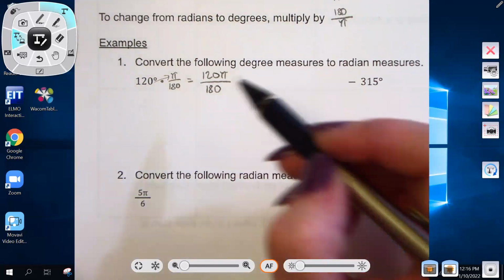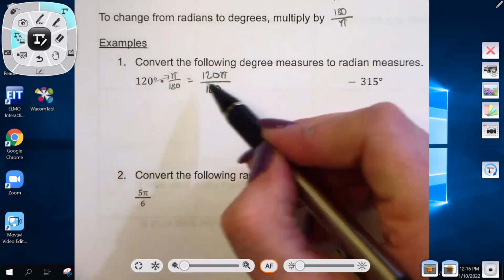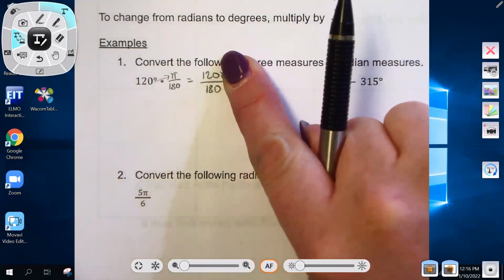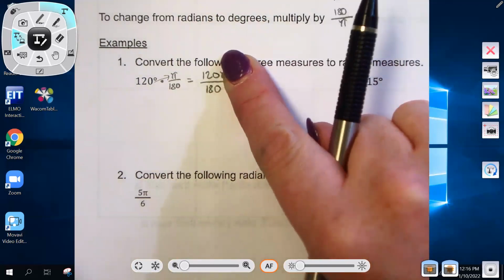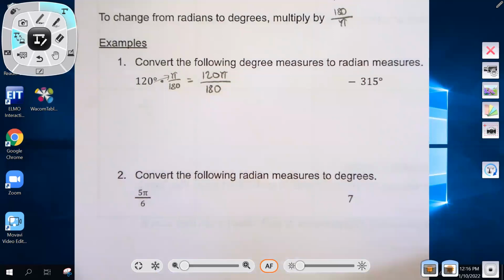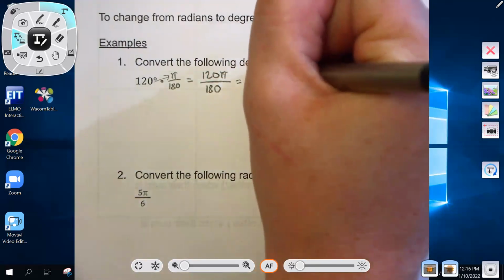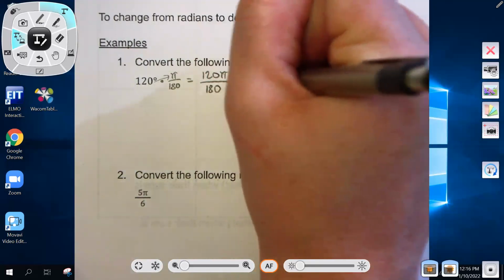Yes, we will go a little bit further. We don't want to change this to a decimal. So if you're going to put this in your calculator, just leave pi out of it. So you just put 120 divided by 180 in your calculator and simplify that fraction. It should simplify to 2 over 3. So this would be 2 pi over 3.